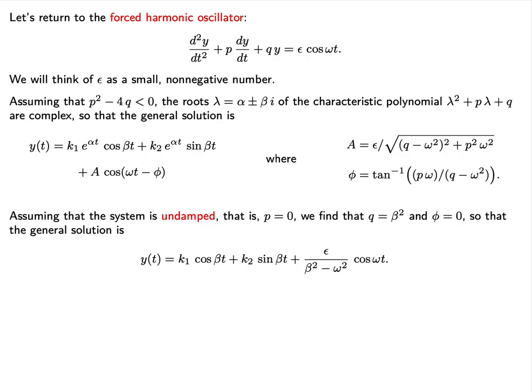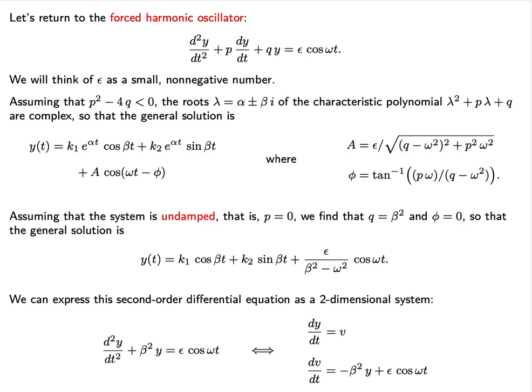Here we are assuming that the forcing frequency omega is different from the natural frequency beta so that we're not at resonance. We can express this second order differential equation as a two-dimensional system. That is, we could define dy/dt as a new function v, so that dv/dt = -beta^2 y + epsilon cos(omega t).